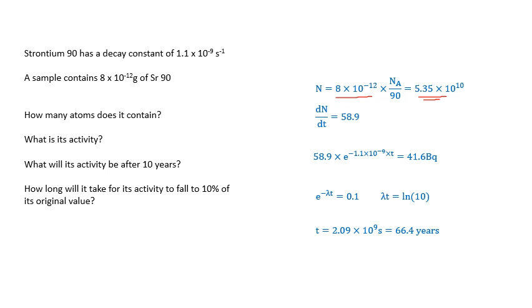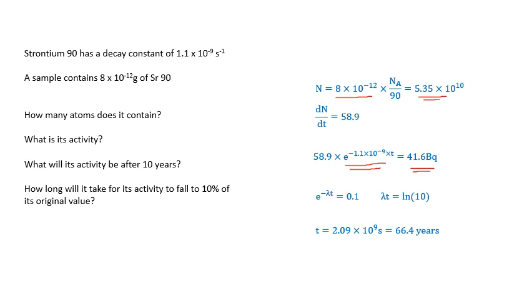Okay. Now, what will its activity be after 10 years? So what we need to do is in the equation, there's e to the minus lambda t, and there's lambda there, 1.1 times 10 to the minus 9, and then we want t in years. Usually on your formula sheet, it tells you how many seconds there are in a year, which is quite useful. And if you work it out properly, you should have got 41.6 becquerel.